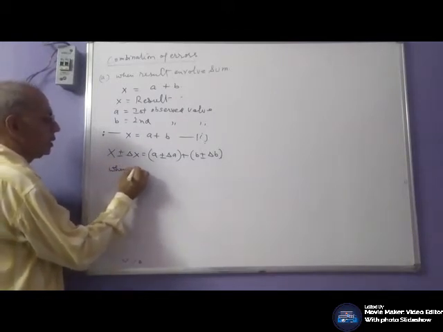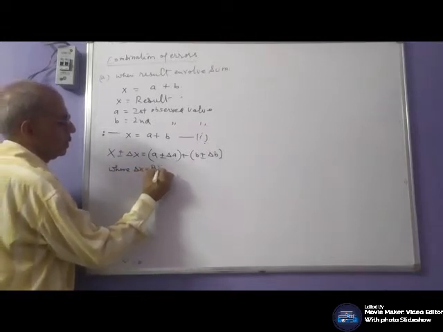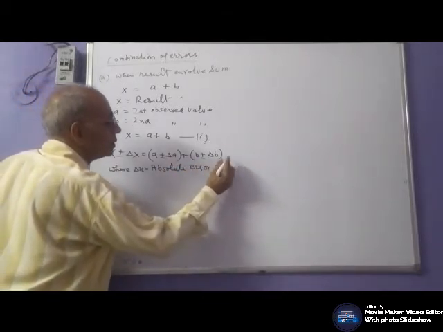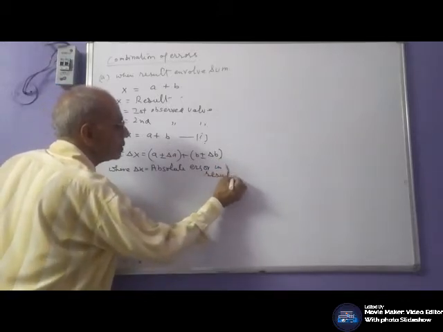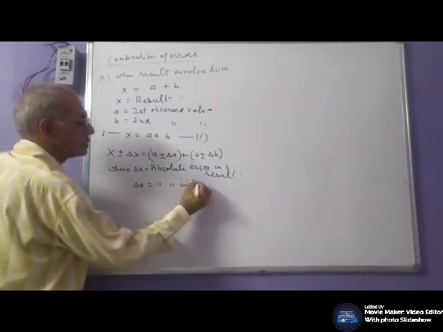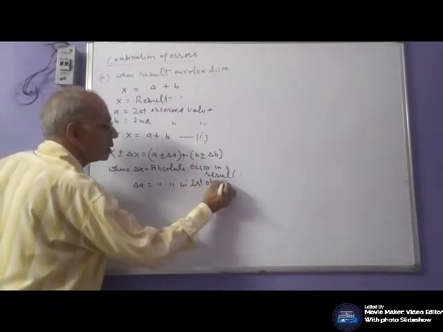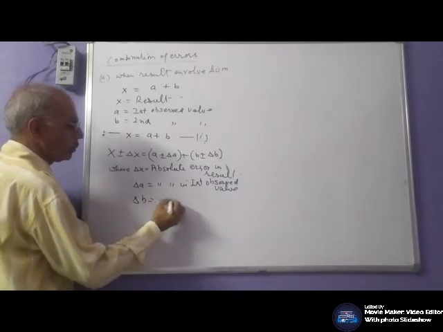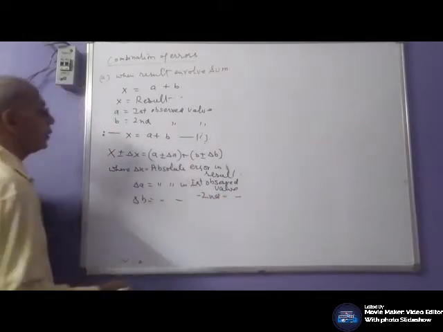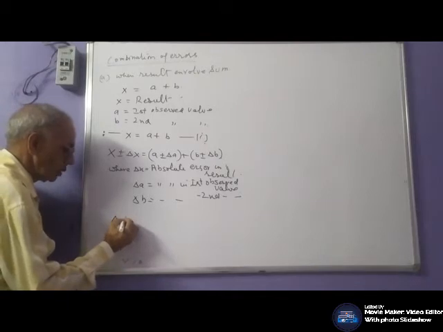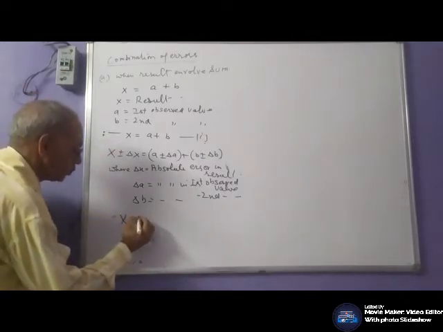Where delta x is absolute error in result, delta a absolute error in first observed value, delta b second observed value. Now solve this. X plus minus delta x.